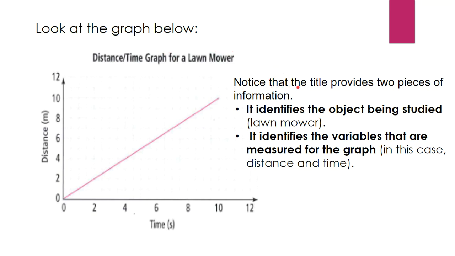Notice that the title provides two pieces of information. It's a distance time graph for a lawnmower. First, it identifies the object being studied, which is the lawnmower, and it also identifies the variables that are being measured for the graph, in this case distance and time. This way, whoever's looking at it can know immediately what two data points we're looking at.